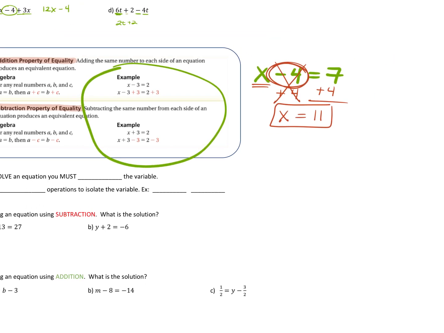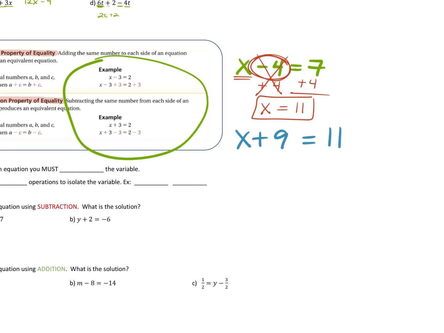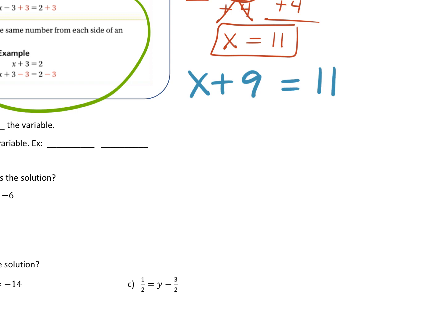Actually positive. Okay, so that is called the addition property because we are adding, okay? The subtraction property is just the opposite. If I have something like x plus 9 equals 11, let's say, okay? If this is my setup and I want to get x by itself, I have a positive 9 on that side of my equation right now.